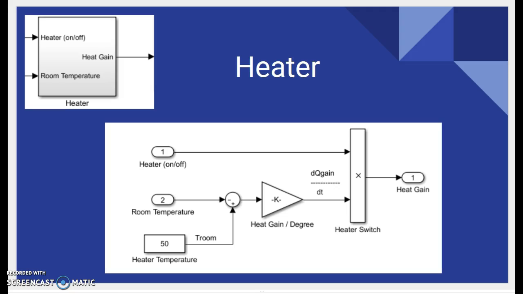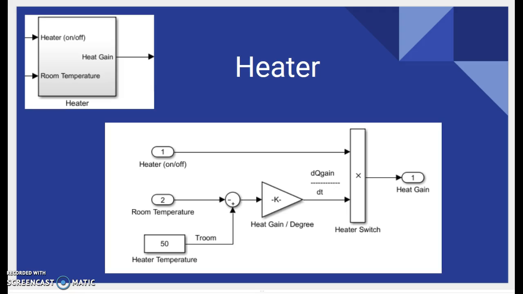When the output on the thermostat reads that the heater needs to be turned on, the information travels into the heater switch. The measured room temperature goes into another summing block along with the set heater temperature, which is 50 degrees Celsius. 50 degrees Celsius is a reasonable running temperature during the spring or fall. The summing block of the heater temperature and the room temperature output gets fed into a heat gain block.